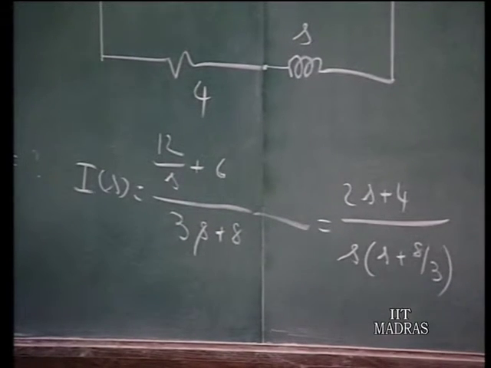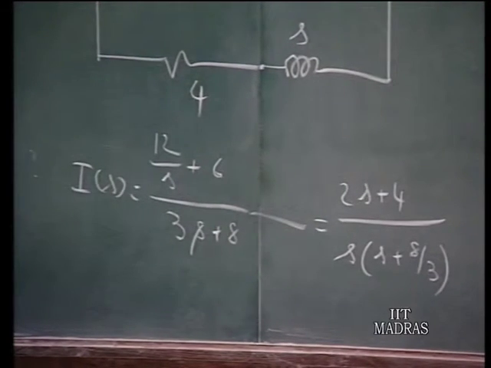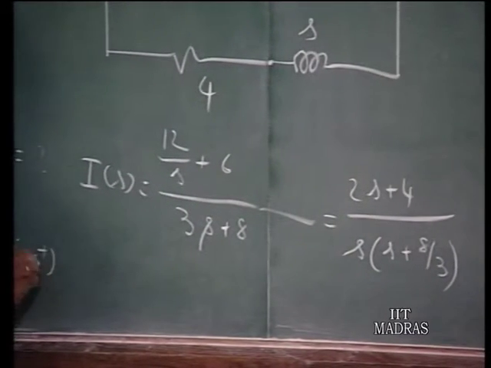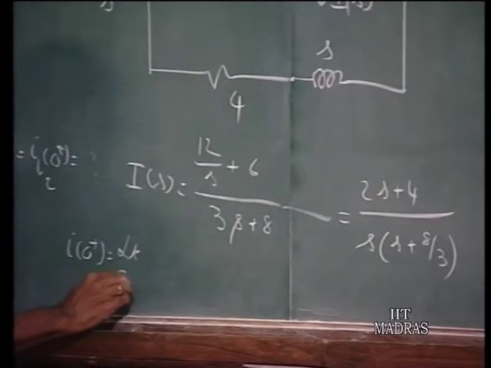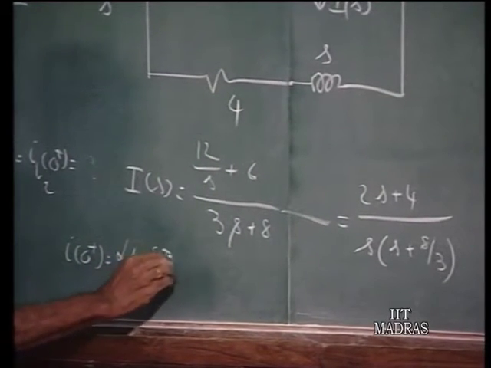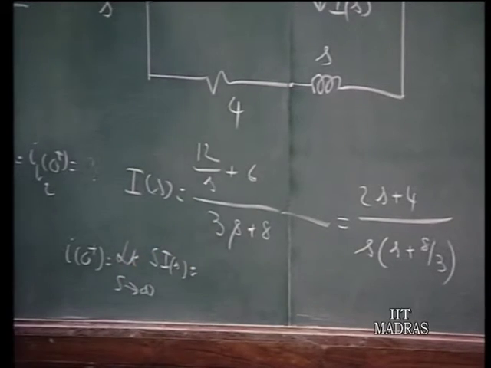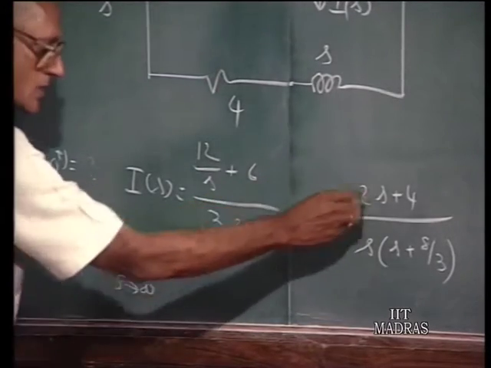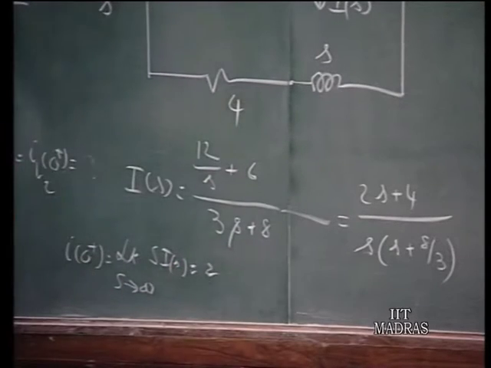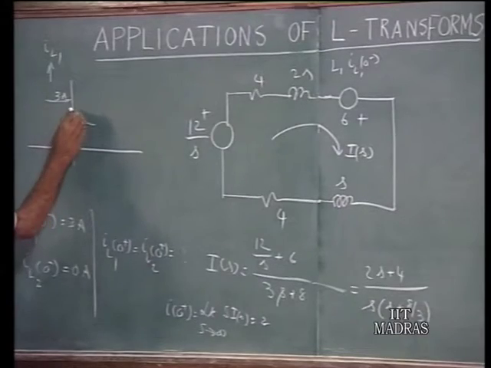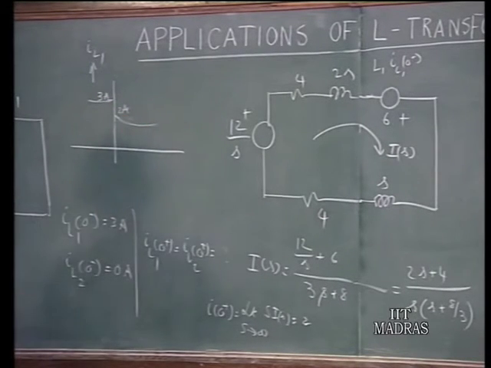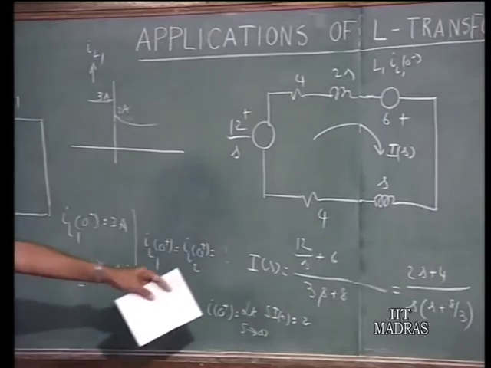Now, we can make the partial fraction expansion and find out the I of t, but before that let us find the initial value of the current. I at 0 plus equals the limit as s tends to infinity of s times I of s. When you multiply this by s and take the limit as s tends to infinity, that becomes 2s squared by s squared, therefore this is 2. That means this current from 3 amperes has jumped to 2 amperes at t equals 0 plus, and then something else happens after that. So automatically you find out the I at 0 plus.